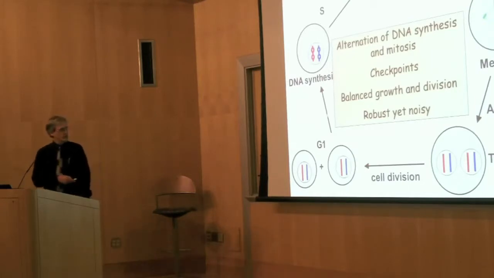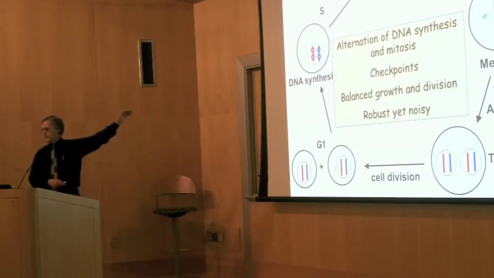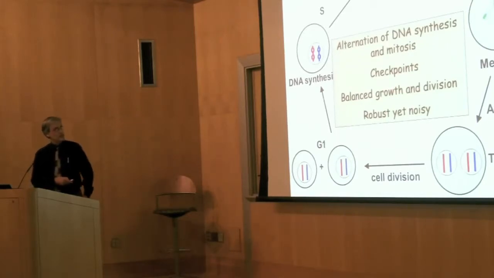So it needs a checkpoint that checks for DNA damage, and if the DNA is damaged, that checkpoint prevents progression to the next phase of the cell cycle, S phase, until the damage is repaired. Then the checkpoint is lifted and the cell can go on. Okay, that's a very crucial checkpoint in the cell cycle.